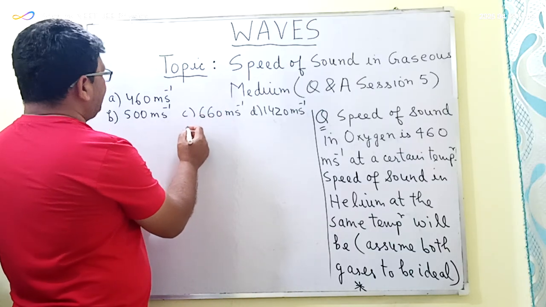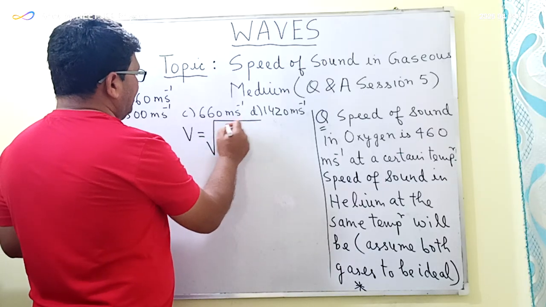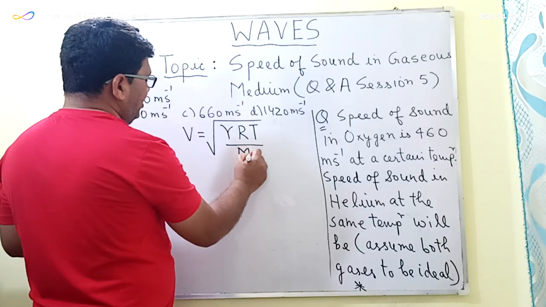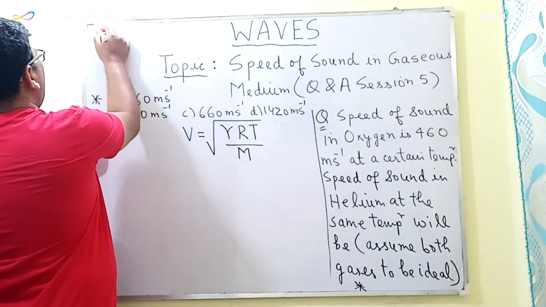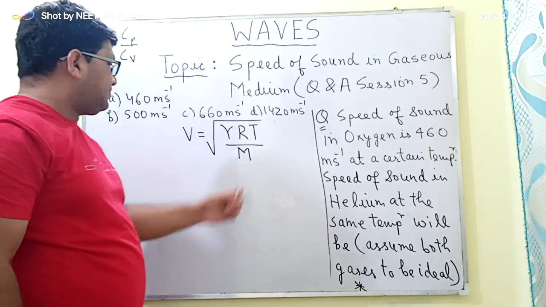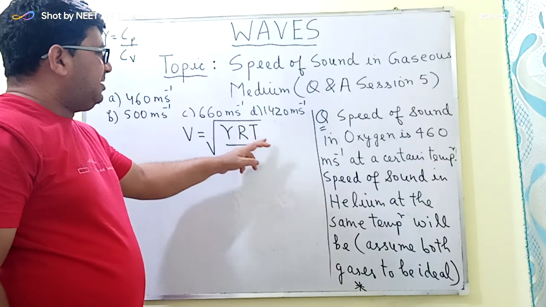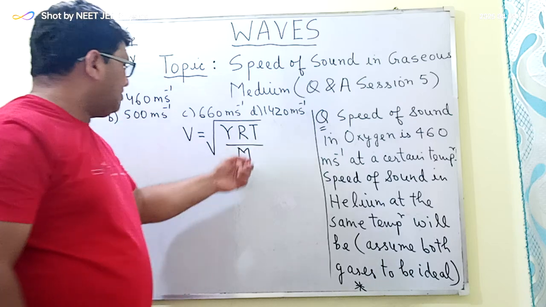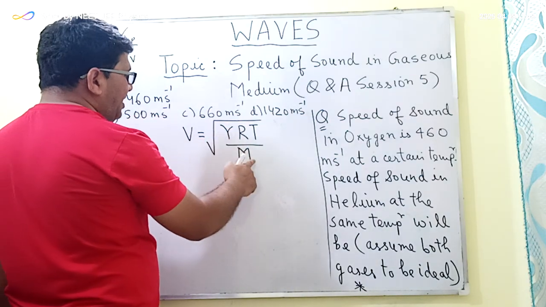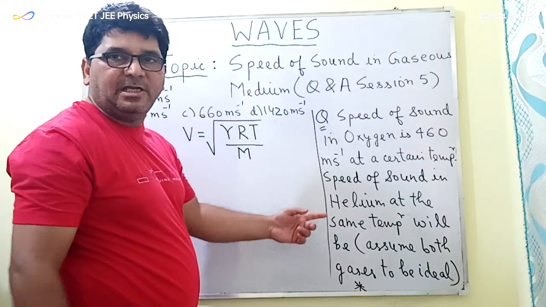In the previous session, we have seen that the speed of sound in a gaseous medium, V, is equal to the square root of gamma RT upon M, where M is the molar mass, gamma is equal to Cp upon Cv, R is the universal gas constant and T is the absolute temperature. Here the temperature in both the cases is the same, R is a constant. Now we have to find the value of gamma and the molar mass in the case of oxygen and in the case of helium.